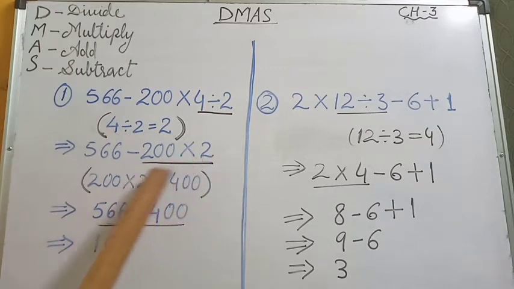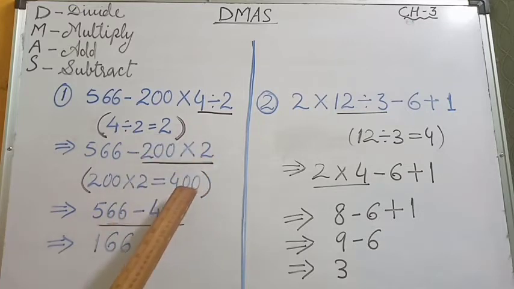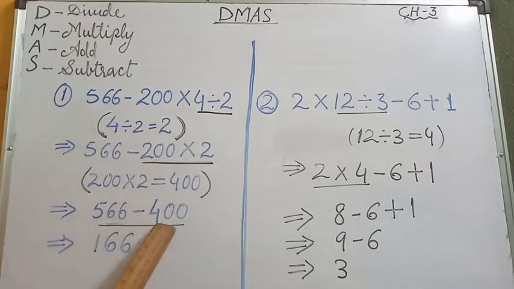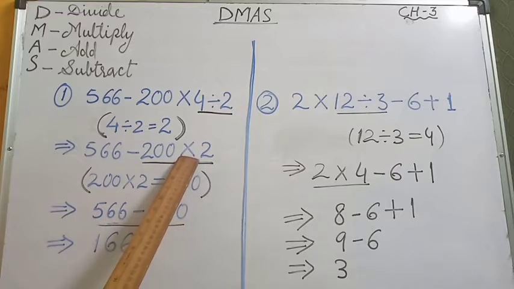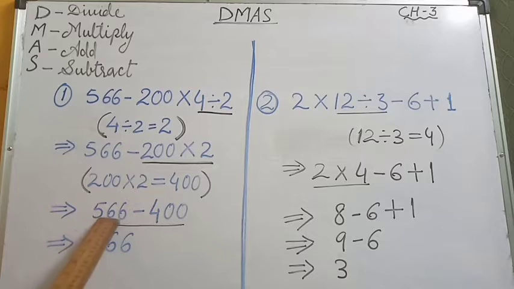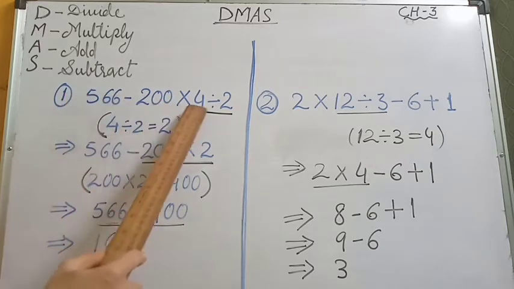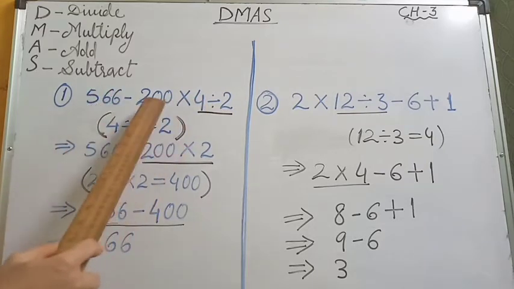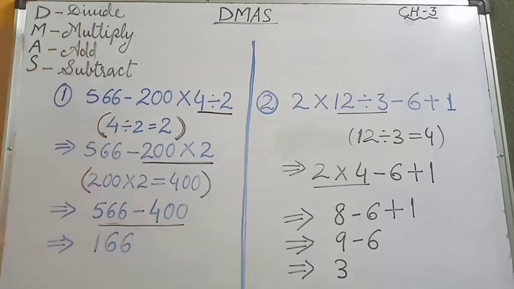So what will we get? 200 into 2 is 400. So in this place we will write 400. So 566 minus 400. Now we have solved multiplication also. Now we have only one operation, that is subtraction. So 566 minus 400, when we subtract we will get 166. So this is our answer. After simplification we are getting 166. So when in any expression two or more operations are given, we have to follow DMAS rule.